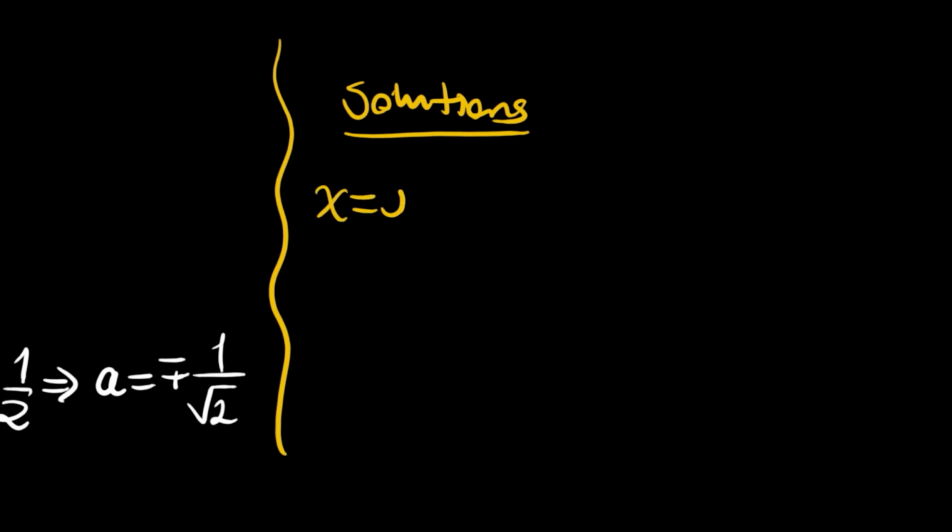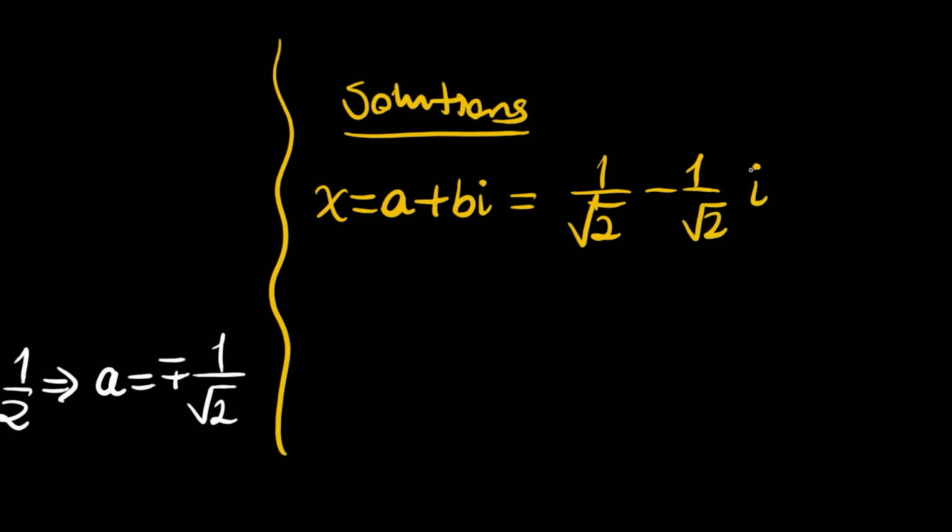Let's say our solutions become x is equal to a plus bi, if a is plus 1/√2, b is -1/√2, or a is -1/√2 and b is positive 1/√2. This is our first method. Let me show you the shorter one.